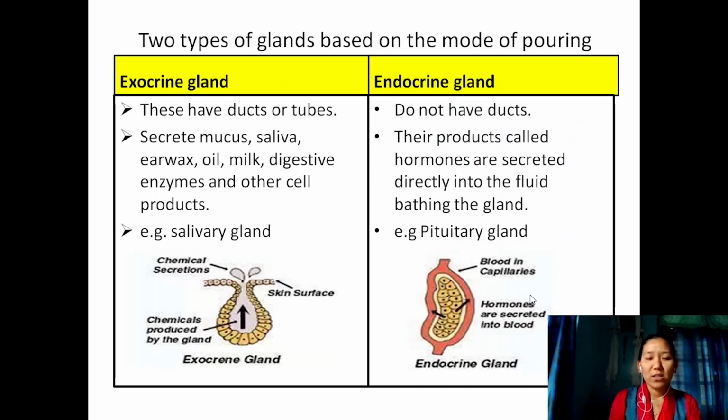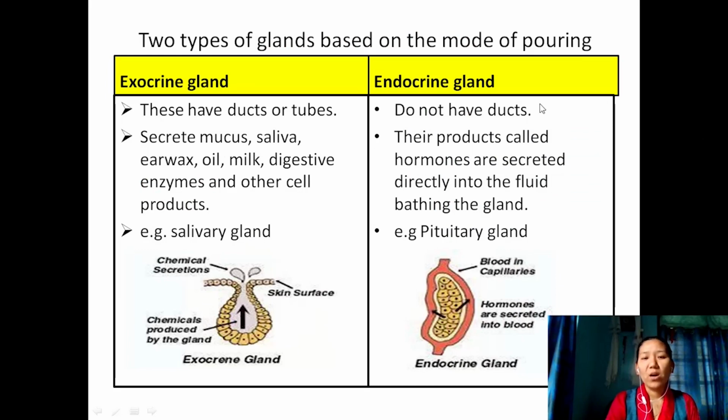Now these glands, based on the mode of pouring their secretion, are exocrine glands and endocrine glands. Exocrine glands are glands with a duct, and endocrine glands are ductless glands. That means their secretions, like mucus, saliva, milk, whatever they secrete, are released through the duct. For example, the salivary gland here.